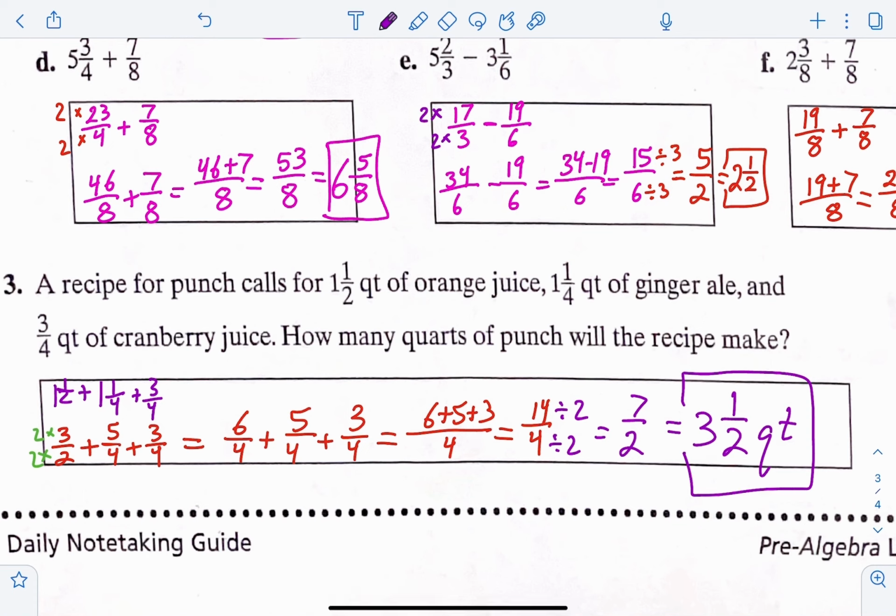That's how we're going to do that, right? So we took our mixed numbers, turned them into fractions, made them have the same denominator, combined them, simplified, turned it back into a mixed number.